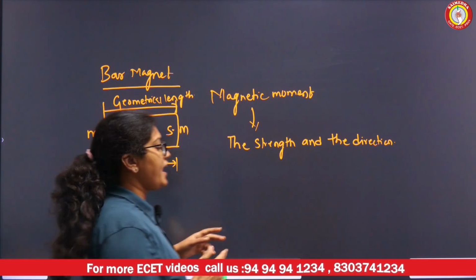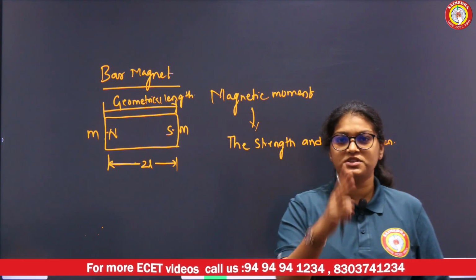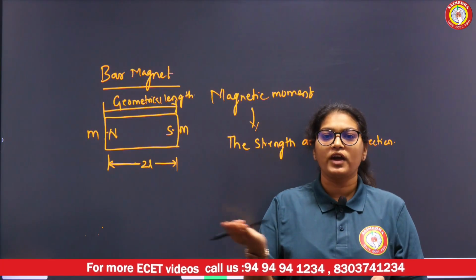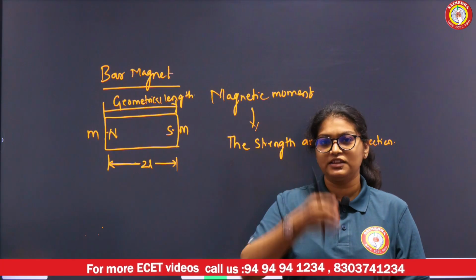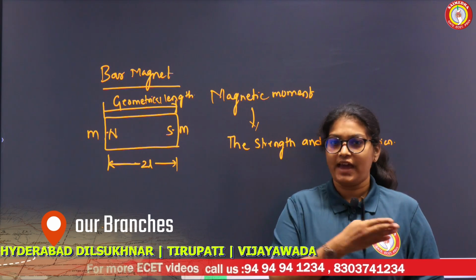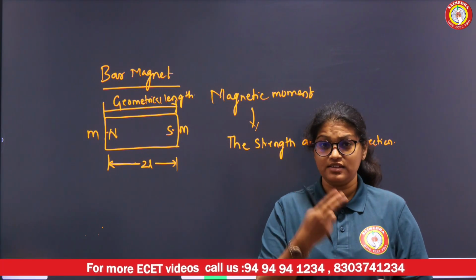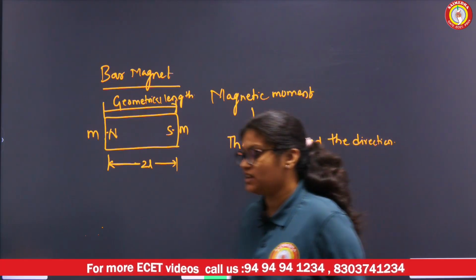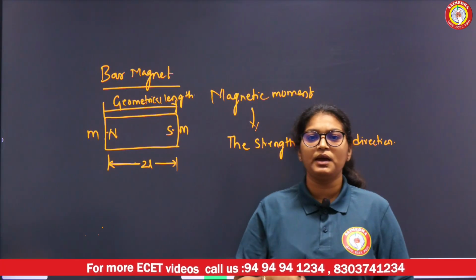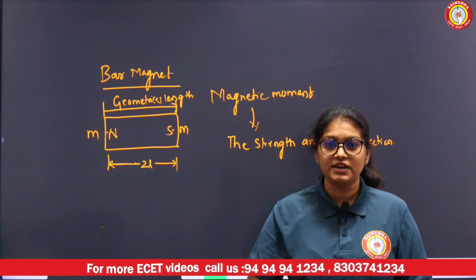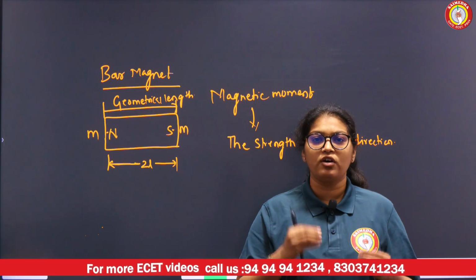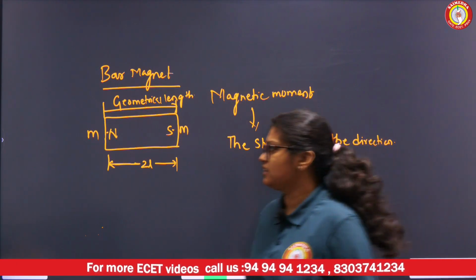Now what I do is I'll consider two special cases. In the first case I'll cut this bar magnet in the axial way, and the second I'll cut in the perpendicular way. What happens? The final conclusion is, when we cut axially or perpendicularly, what happens to the magnetic moment, is it decreasing or increasing? I'll tell you in a simple trick.